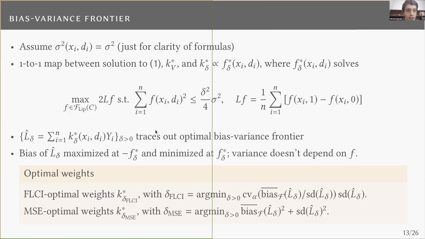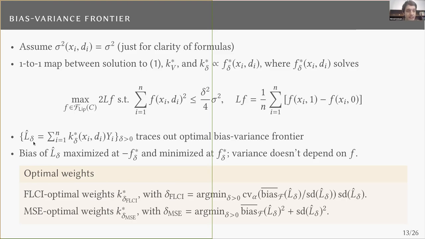This convex optimization problem is indexed by a smoothness parameter delta that you can think of as some sort of a bandwidth parameter. So it's putting the relative weight on the variance of the estimator when I'm tracing out the bias variance trade-off. So by solving this convex optimization problem and varying delta, I can trace out the class of optimal estimators that trade off bias and variance optimally, in the sense that each member of this class, L hat delta, is going to minimize the worst case bias subject to a bound on variance. And as delta varies, this bound on the variance varies.